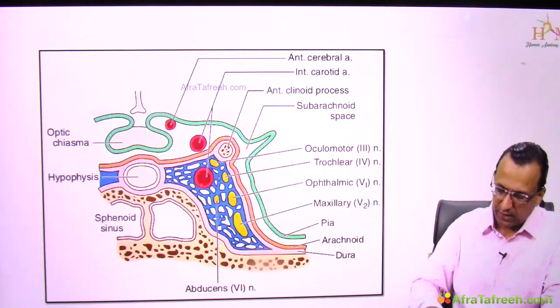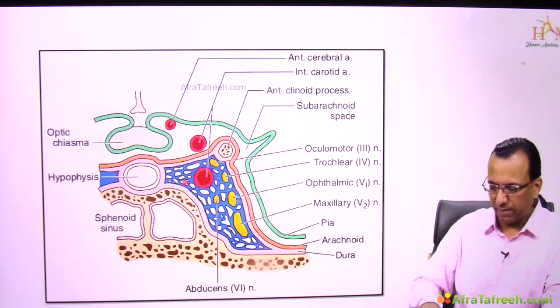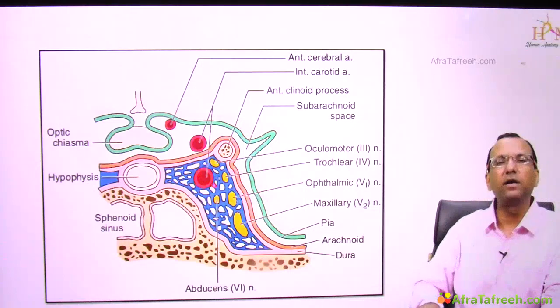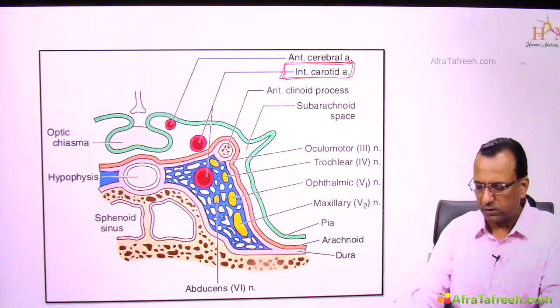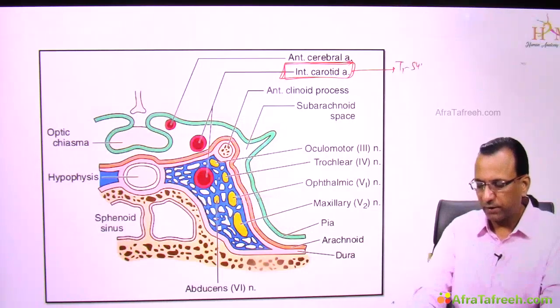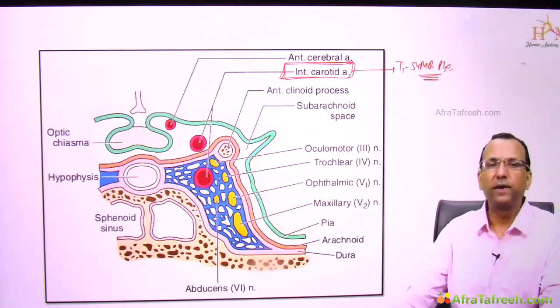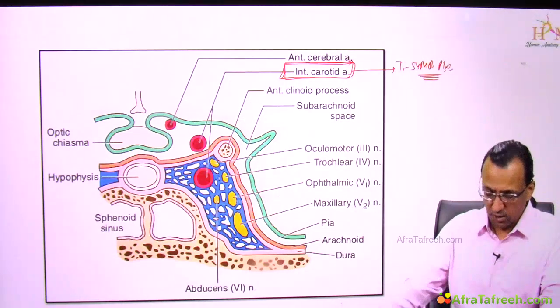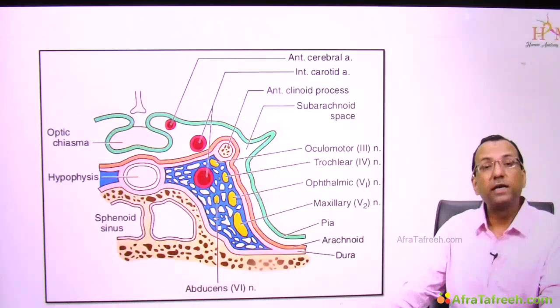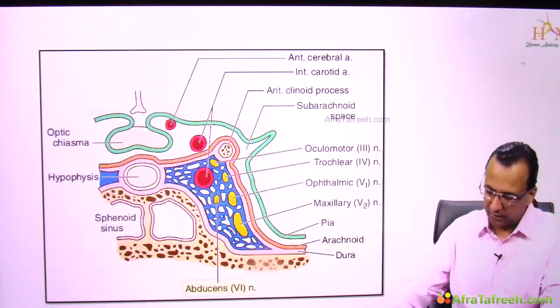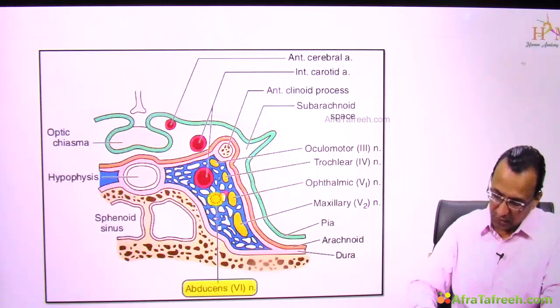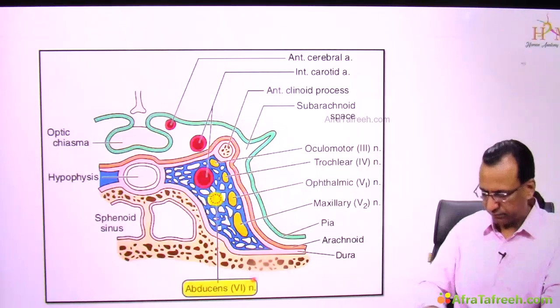Actually, this is the internal carotid artery, surrounded by T1 sympathetic plexus, and it is a content of the cavernous sinus. I have to draw a diagram. Surrounded by what? Surrounded by T1 sympathetic plexus coming from the superior cervical ganglion. It is followed by some nerve here. Which nerve? Abducens nerve, a direct content of cavernous sinus. So you are telling this is the abducens nerve, which is the direct content of cavernous sinus? Yes.